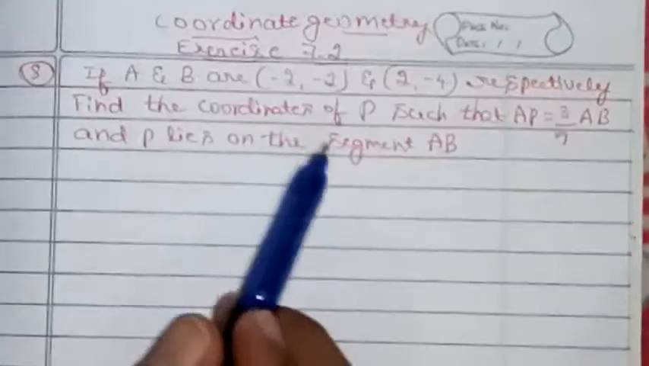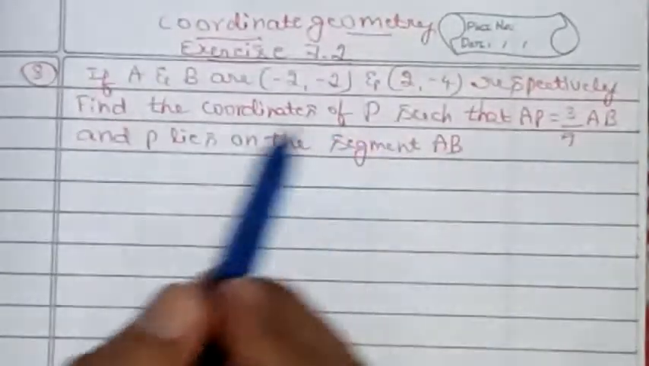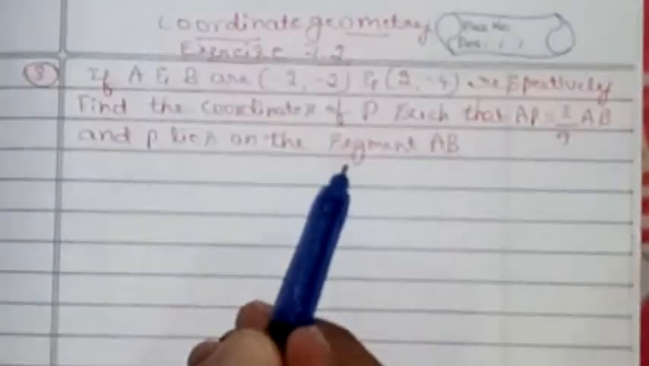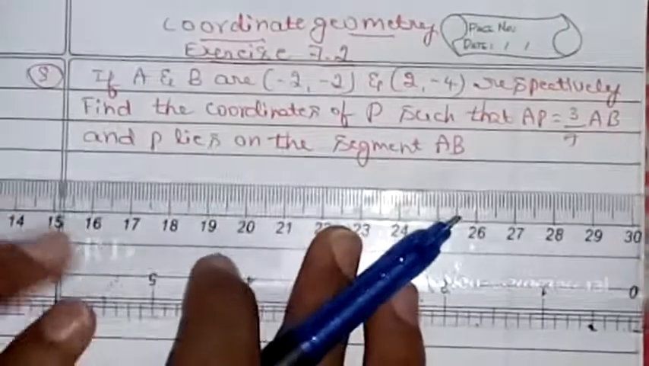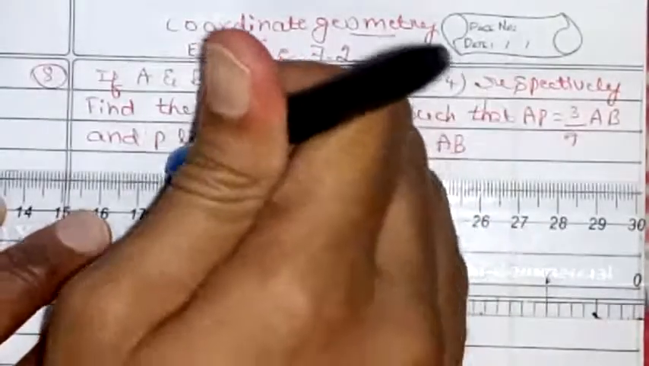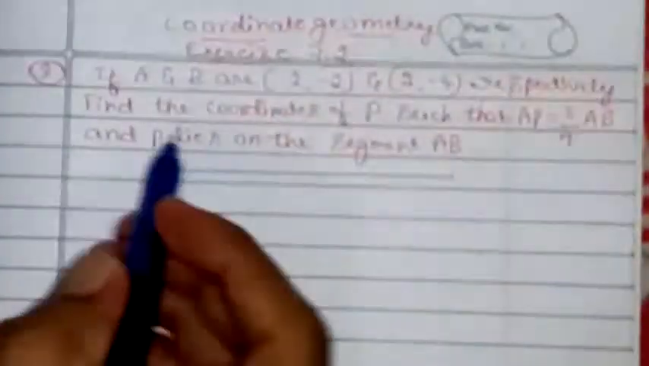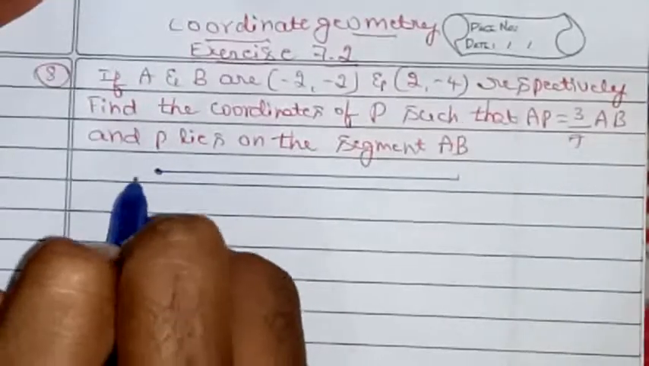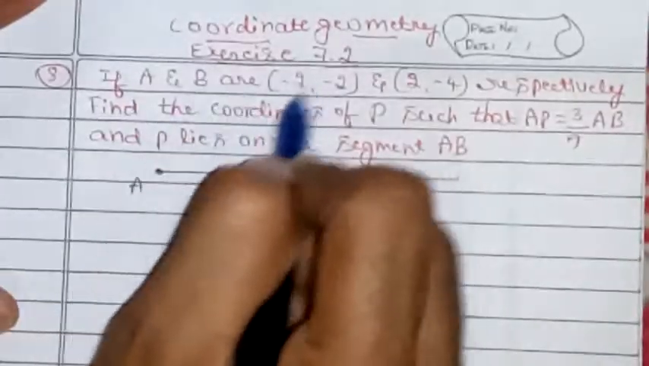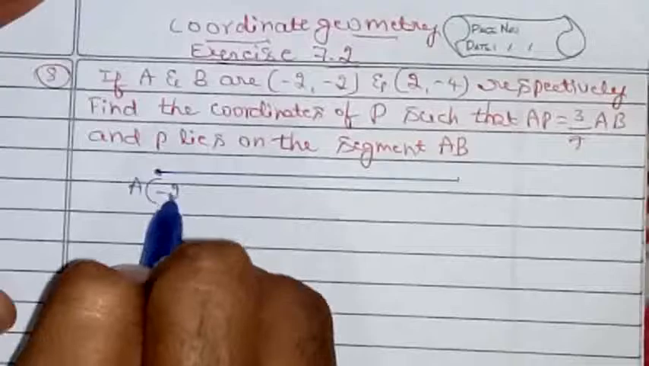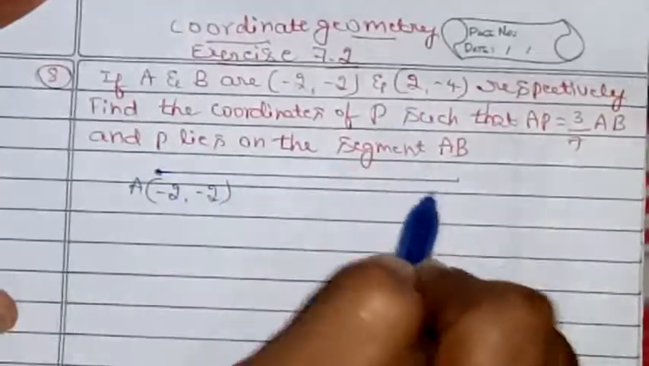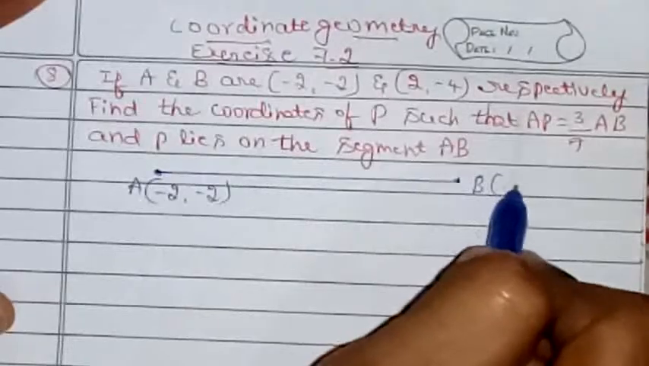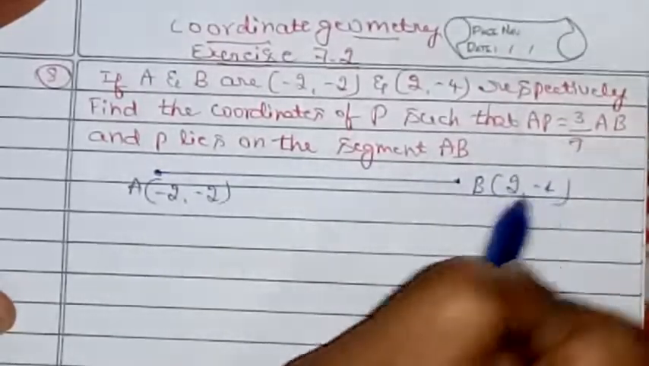So how to find the answer for this? You need to find the coordinates of P such that P lies on the segment AB. So first I'll draw one line segment here, children. Let me say this point is A. They have given the coordinates of A. So what is the coordinates of A? Minus 2 comma minus 2. Here I'll call this B, and B coordinates they have given. The B coordinates are 2 comma minus 4, right?